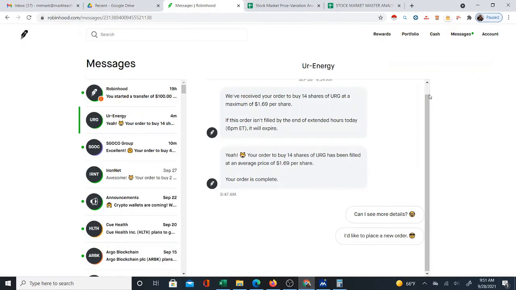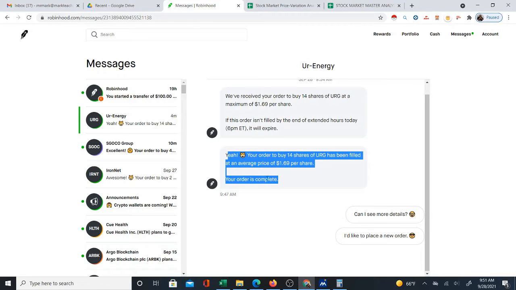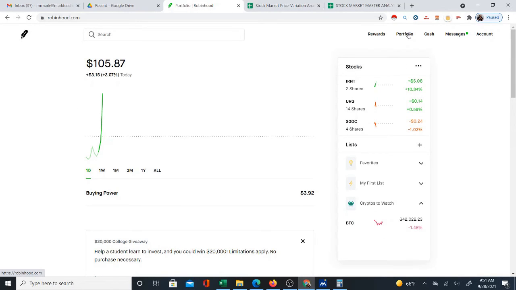I can go to my messages, UR Energy. It's saying we received your order to buy. As you can see, I set this up to buy at 169. This is a different stock, and it looks like it just happened. It says your order was filled, so it did drop and the order did happen. I'm going to go to my portfolio and see how that one is doing, and as you can see, that one, URG, is already making money too.